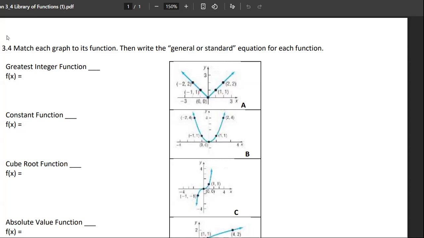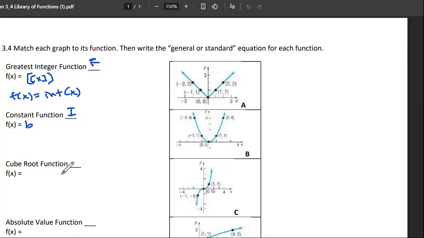Okay, you should have written down f, and the equation for that is something like that. Sometimes it's f of x is equal to int of x. For the second one, the constant function, the answer is capital I, and f of x is equal to b. That's just a horizontal line.